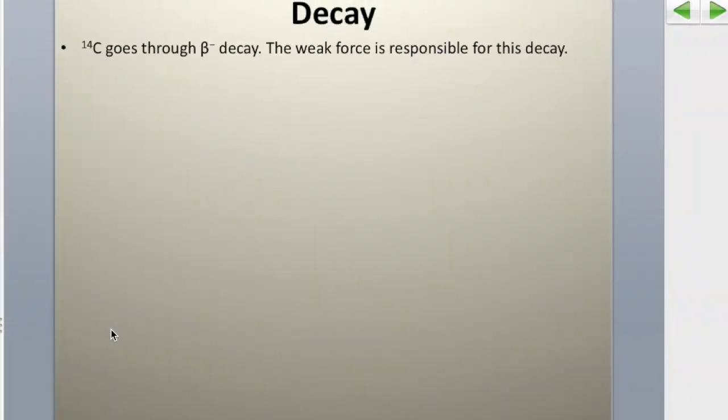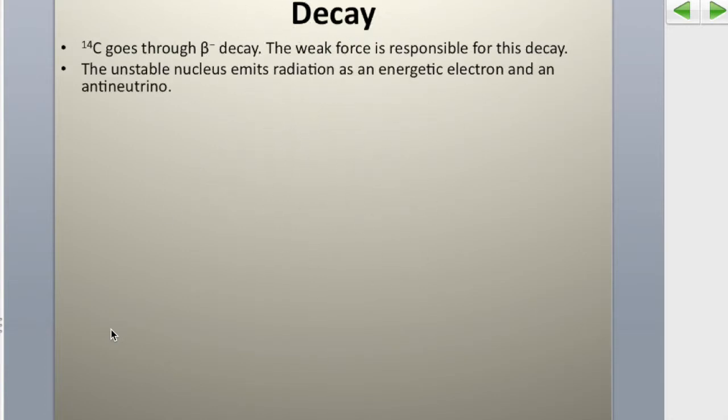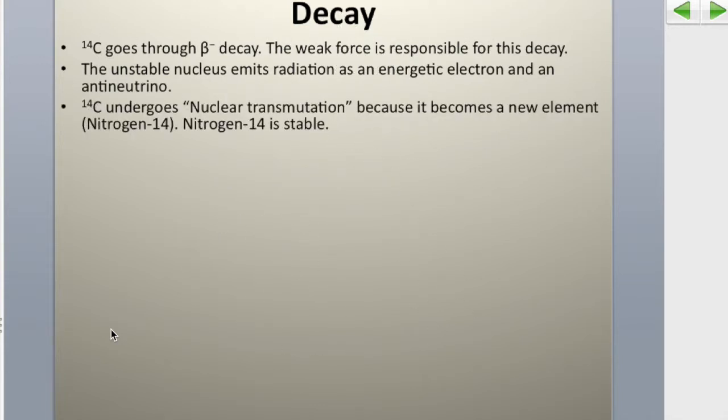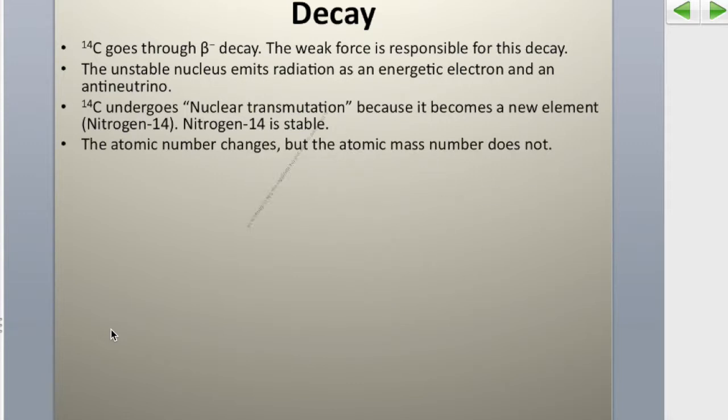Carbon-14 goes through negative beta decay, which is enforced by the weak force. The negative beta decay turns a neutron into a proton to make it stable. The unstable nucleus emits radiation as an energetic electron and an antineutrino.